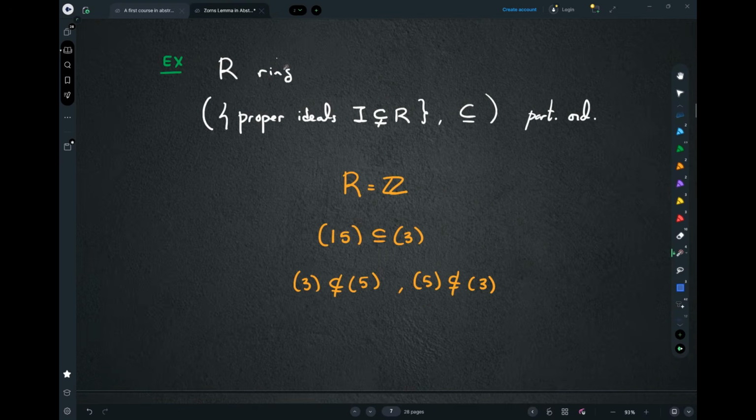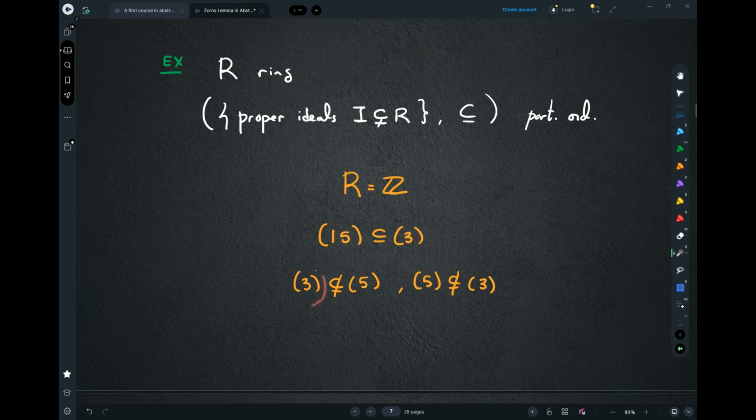Now, if I have a ring R, I can talk about the set of proper ideals in the ring, so ideals that are not the entire ring, under inclusion, and that is also a partial ordering. For example, if the ring is the integers, then the principal ideal generated by 15 is contained in the ideal generated by 3. Every multiple of 15 is also a multiple of 3, but not vice versa. So the ideal generated by 3 is not contained in the ideal generated by 15.